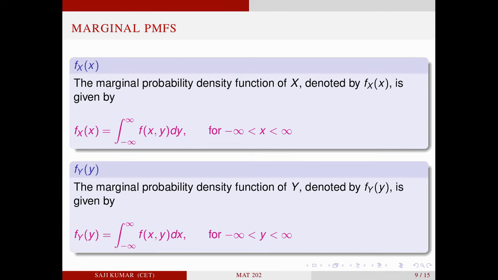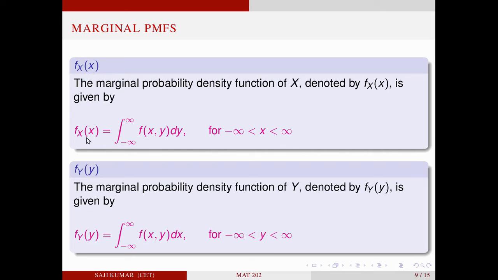Next, let us see the definitions of marginal probability density functions. The two marginal density functions, as before, are f_X of x and f_Y of y. The marginal probability density function of X, denoted by f_X of x, is given by f_X of x equal to the integral from minus infinity to infinity of f of x,y dy, where the x coordinate is varying from minus infinity to plus infinity. See, here this x is fixed, so we are integrating the function by varying the y coordinate.